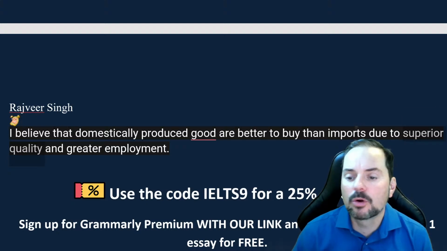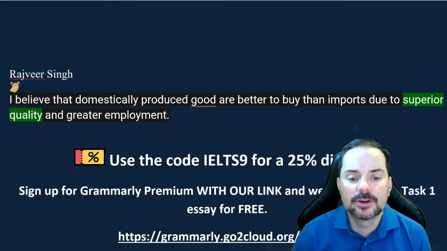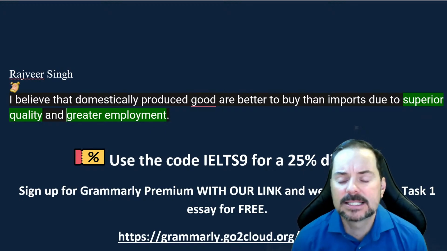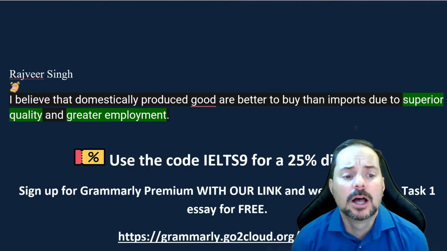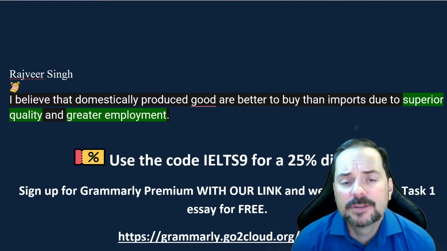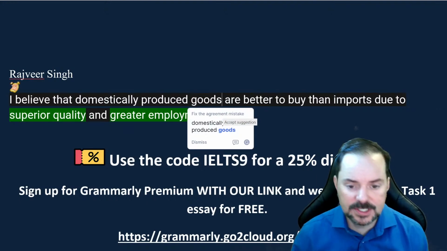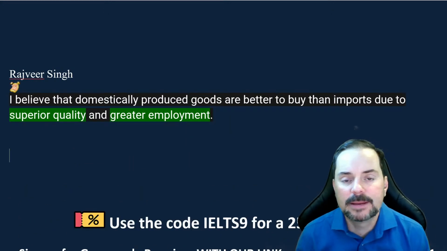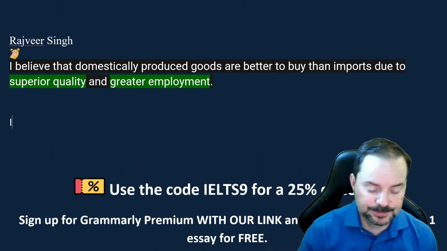So superior quality will be Rajveer's body paragraph 1, and greater employment will be body paragraph 2. And that is a fantastic answer. So let's stick with Rajveer's thesis for this one. It's a band 9 level thesis. It will make for 2 great body paragraphs, and we'll cut right into the introduction.